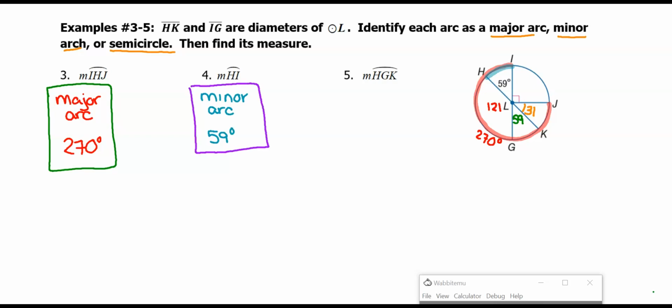And then I'm looking here at that last one with the three letters, so I'm thinking it could be a major, but let's go check. From H towards G, ending at K here, is actually a semicircle. And I did tell you that you could use three letters for a semicircle. So I'm going to go ahead and say semicircle. And we all know half of a circle will be 180 degrees.